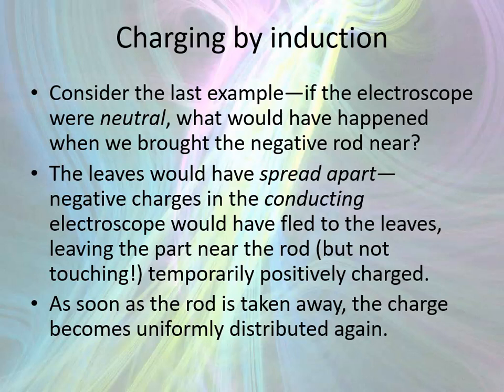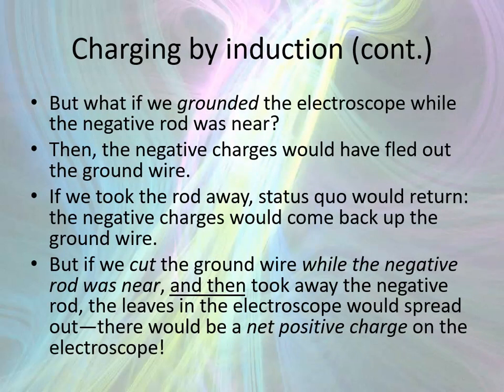So, what would happen if you had brought simply a negative rod near the neutral electroscope? Well, the leaves would be spread apart. But if you brought the rod back away, then the leaves would come back together again. But what you can do is you can ground the electroscope while the negative rod is nearby. In other words, you can connect a metal wire to the electroscope such that when you bring the negative charges, and also connect that metal wire to the ground, of course, so the charge can drain out.